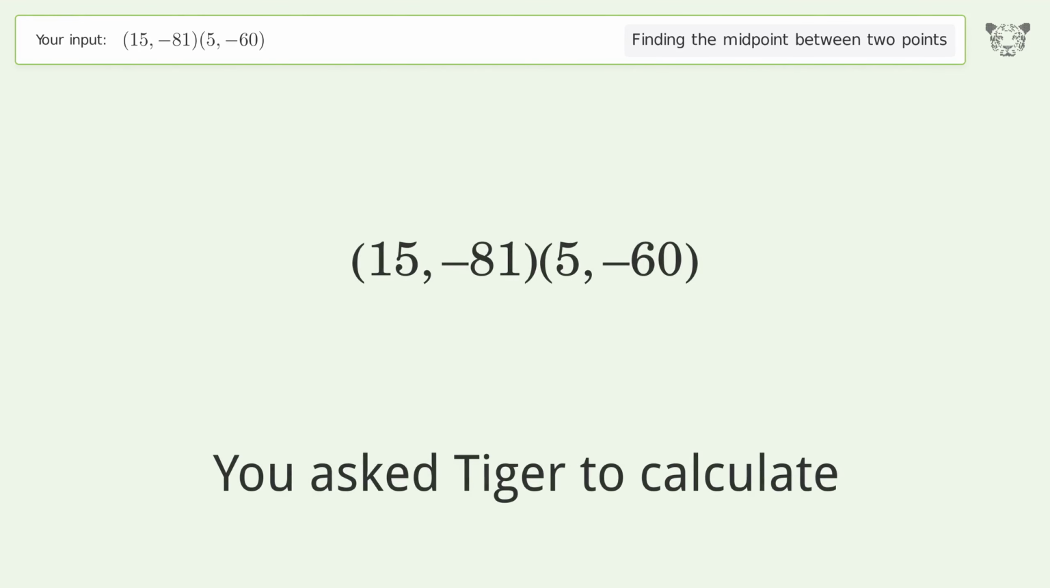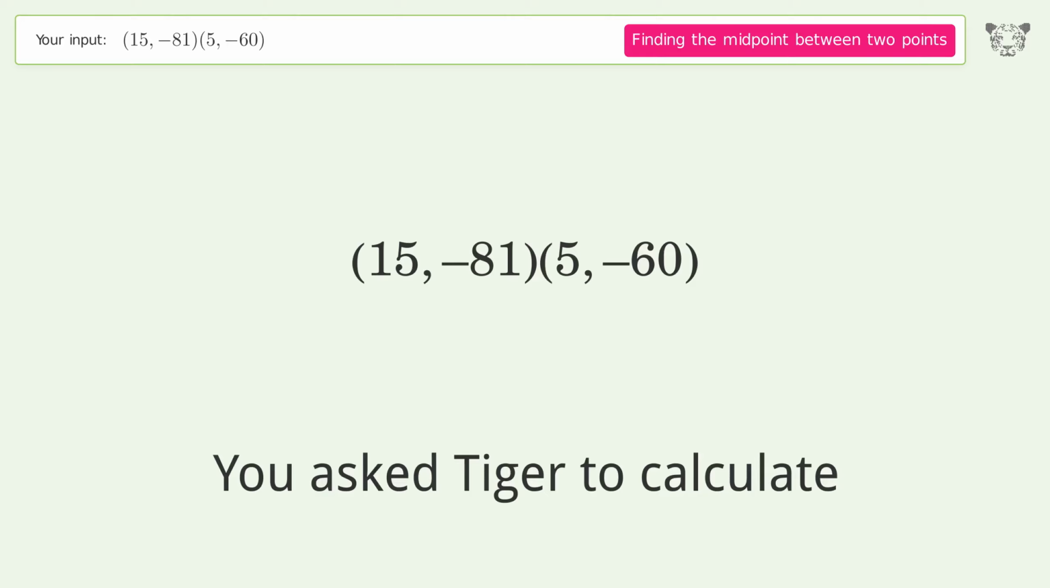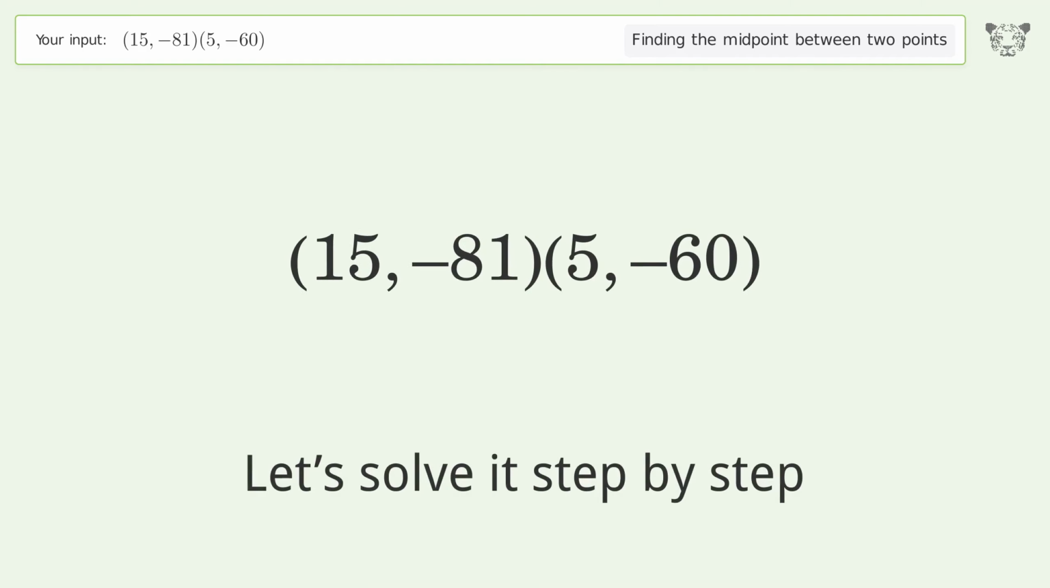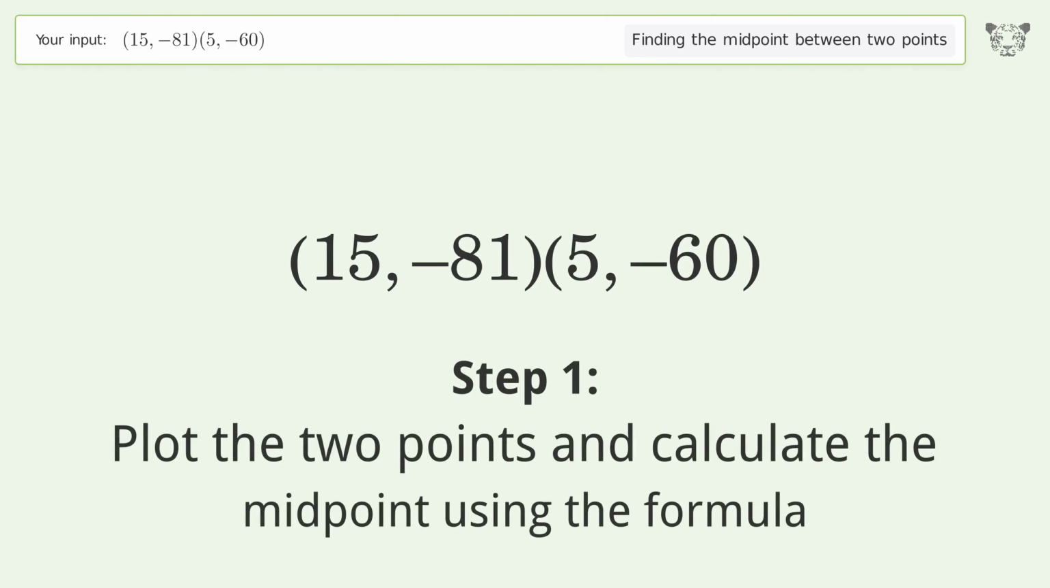You ask Tiger to calculate. This deals with finding the midpoint between 2 points. The midpoint between the 2 points is 10, negative 70.5. Let's solve it step by step. Plot the 2 points and calculate the midpoint using the formula.